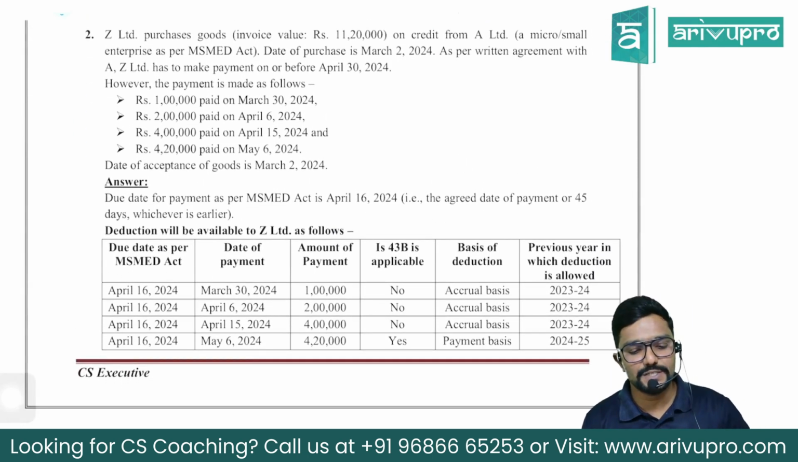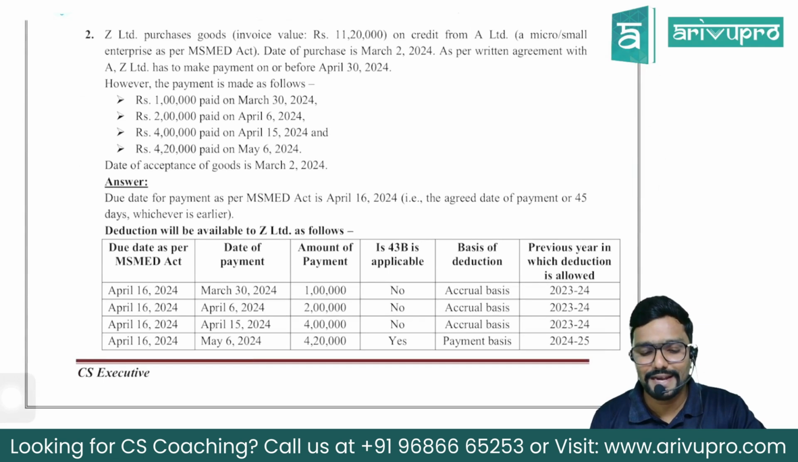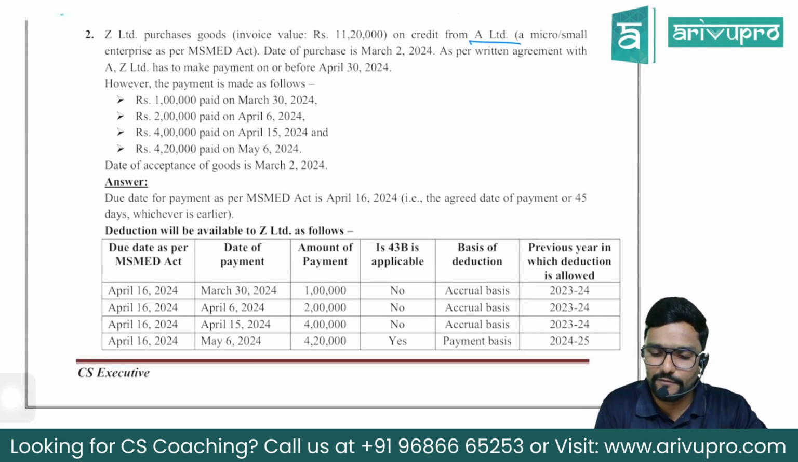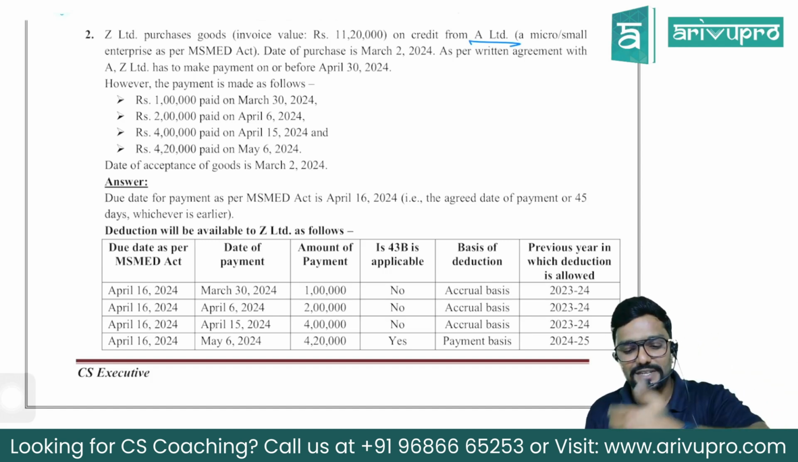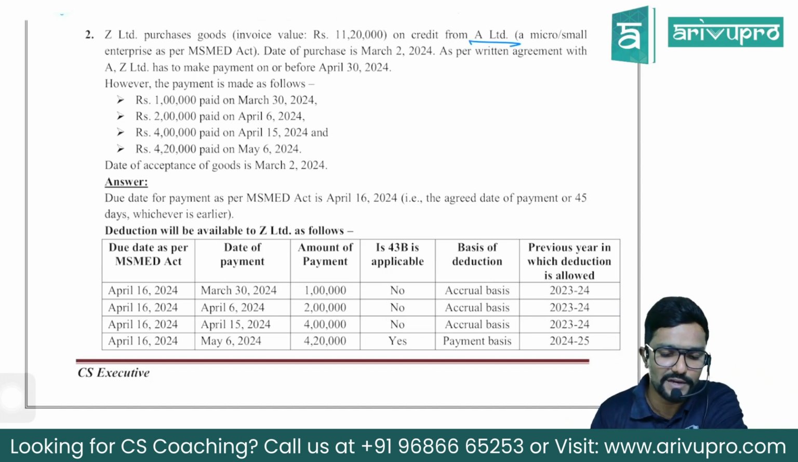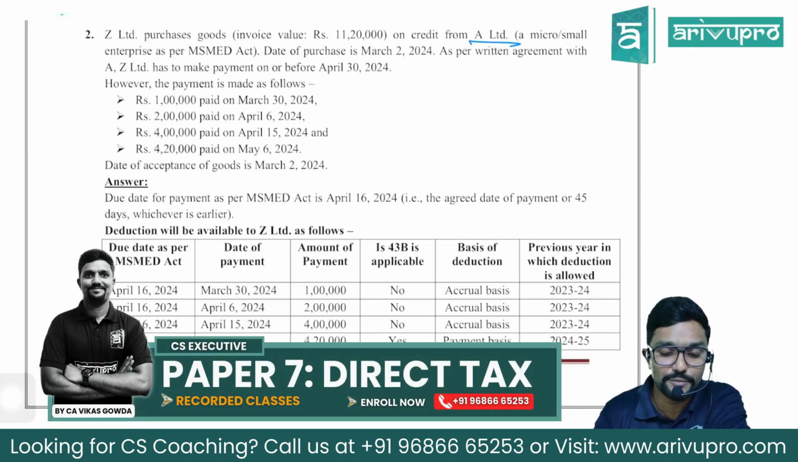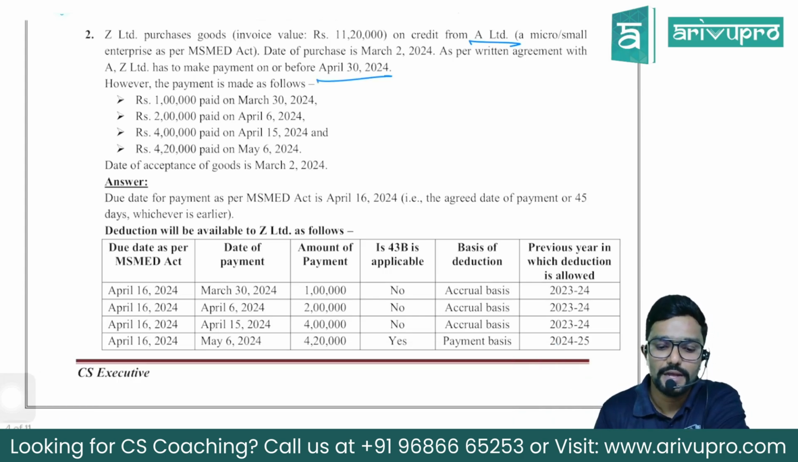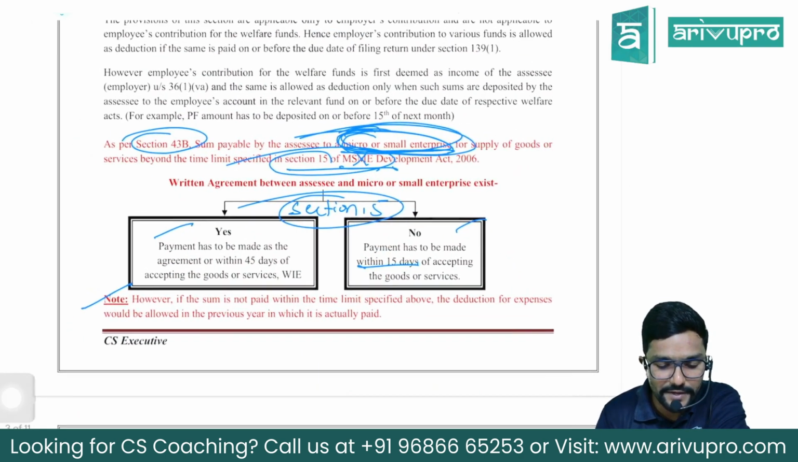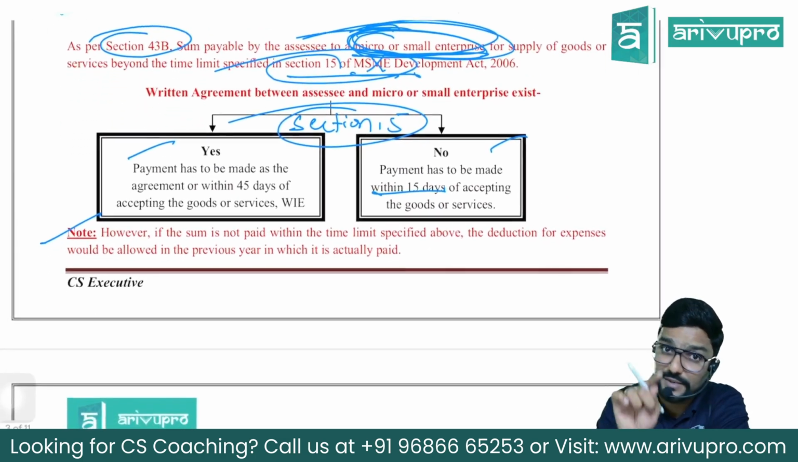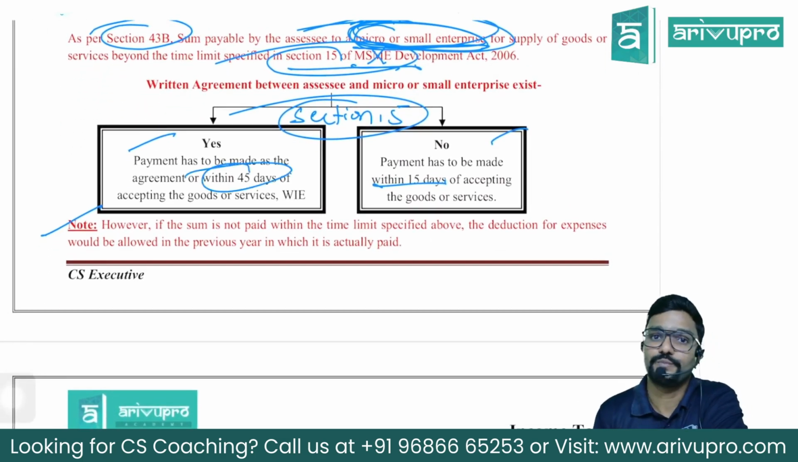Z Limited purchases goods. Invoice value 11,20,000 on credit from A Limited, a micro or small enterprise as per MSMED Act. Date of purchase is 2nd March. As per written agreement with A, Z Limited has to make the payment on or before 30th April. So there is a written agreement. If there is a written agreement, payment has to be made as per the date in the agreement or within 45 days of accepting the goods, whichever is earlier.